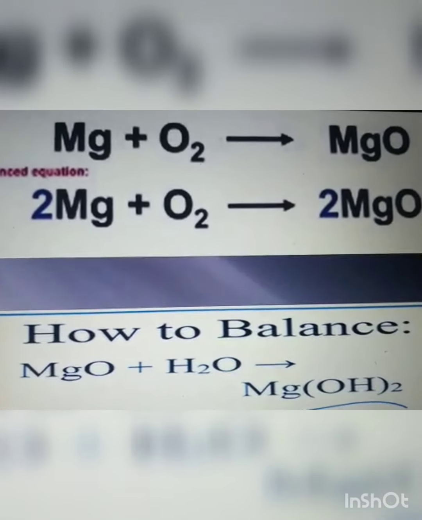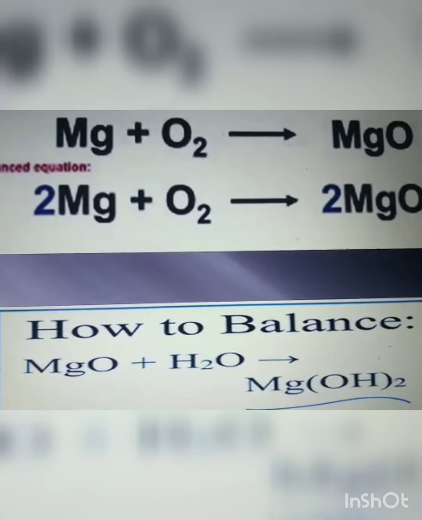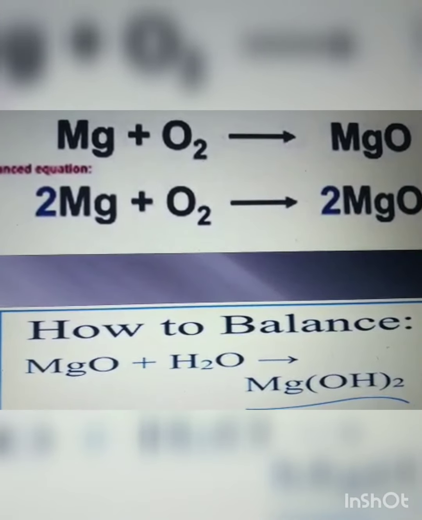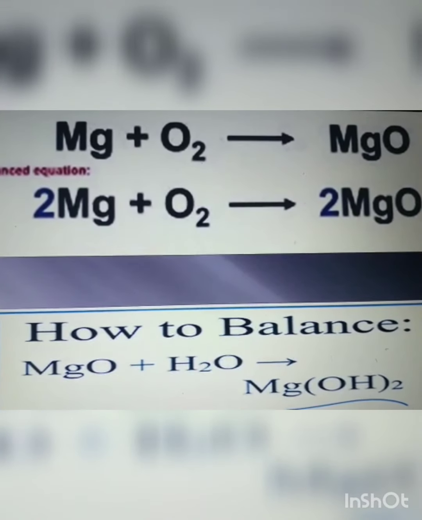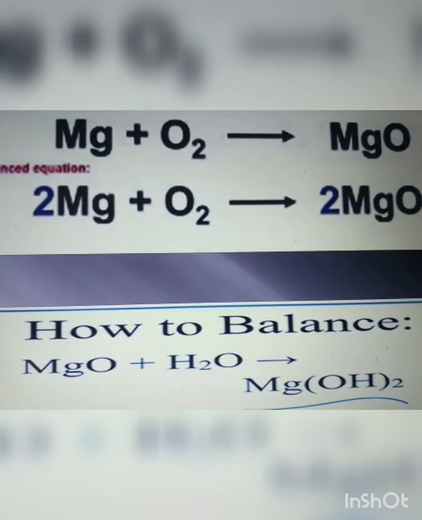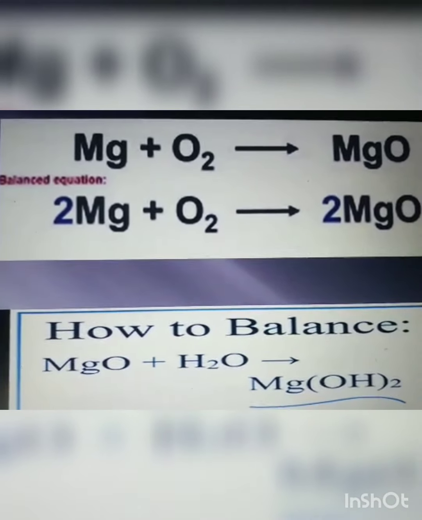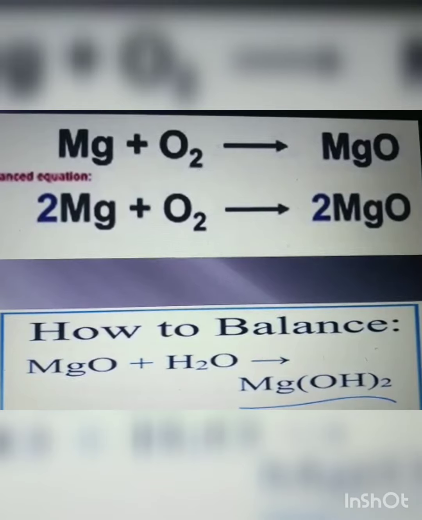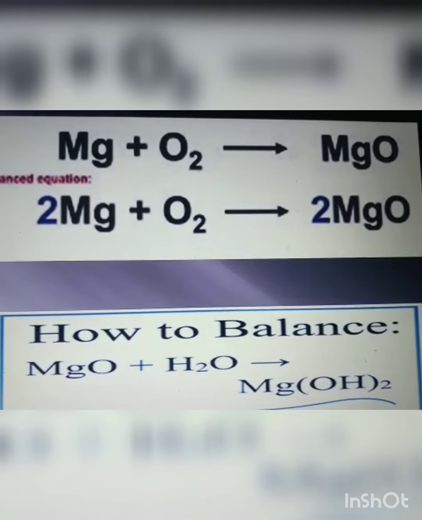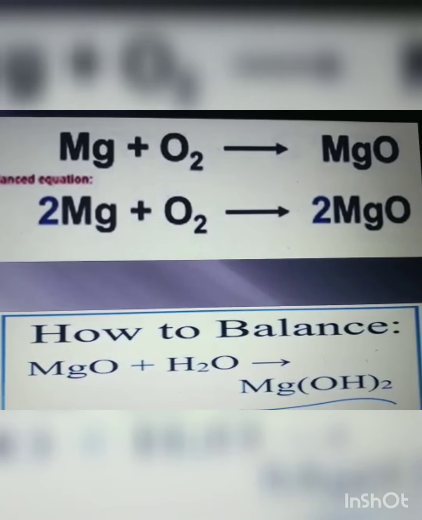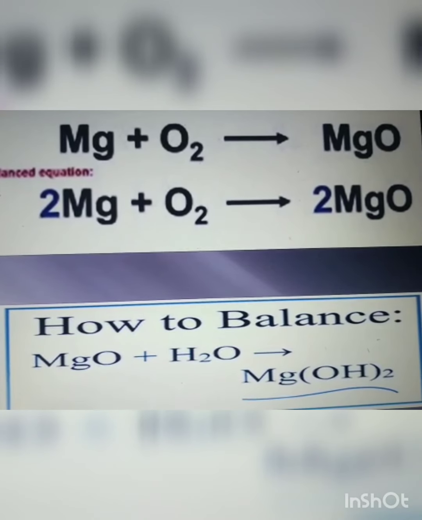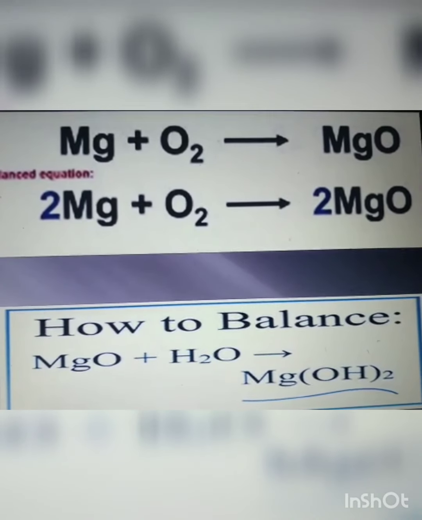See student, how we will examine that this reaction is balanced. Before balancing the equation, first we will write the number of elements which are there for the product as well as for the reactant side. See, which are those elements? First is magnesium, second is oxygen, and third is hydrogen. These are the elements.